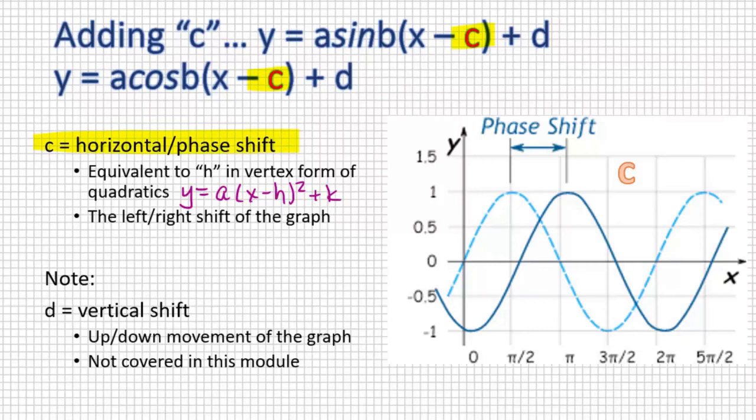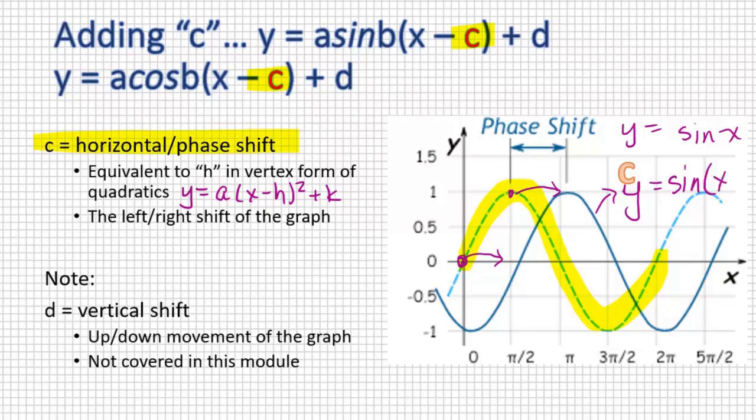What we see is a regular sine function, such as this graph of y is equal to 1 times the sine of x, can be shifted. In this case, each value is being shifted a distance of pi over 2. So this point has been shifted from 0 to pi over 2. This point has been shifted from pi over 2 to pi. So this is the graph. This shifted graph has the equation y is equal to sine of x minus pi over 2.